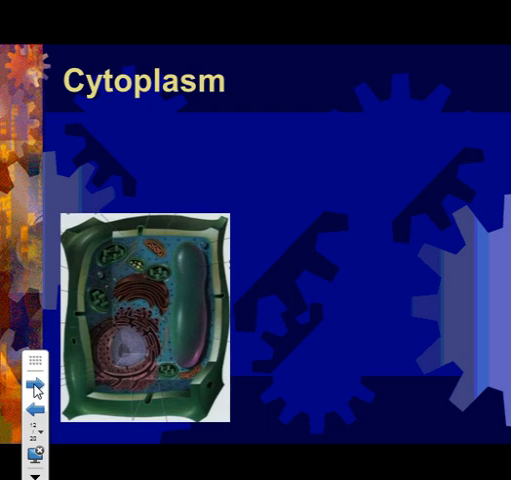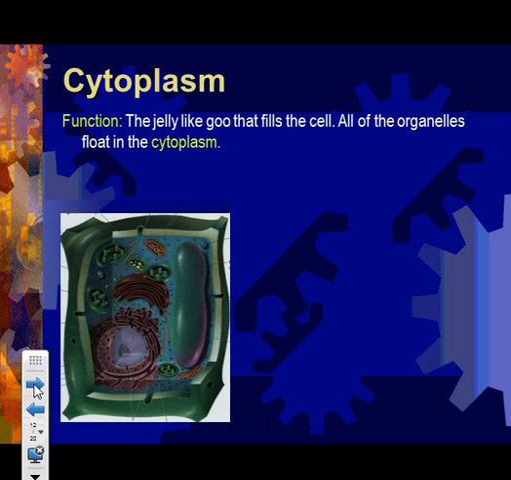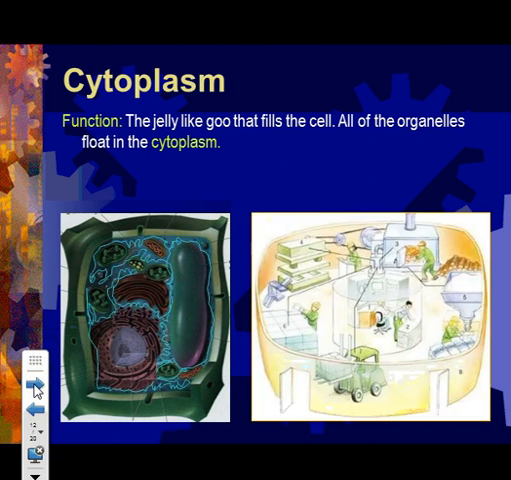Next, we've got cytoplasm. Cytoplasm is the jelly-like goo that fills the cell. All of the organelles float in the cytoplasm. A factory analogy would be like the shop floor, where all the machines are and where all the work is being done.